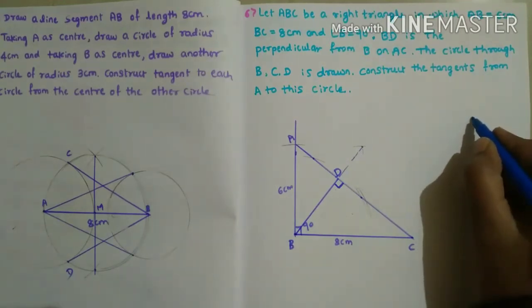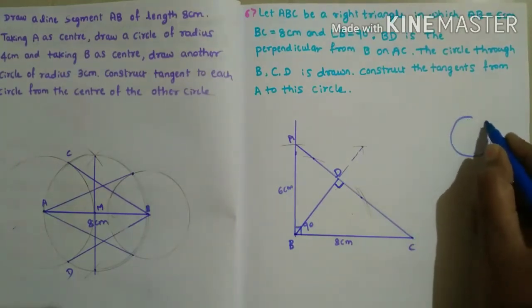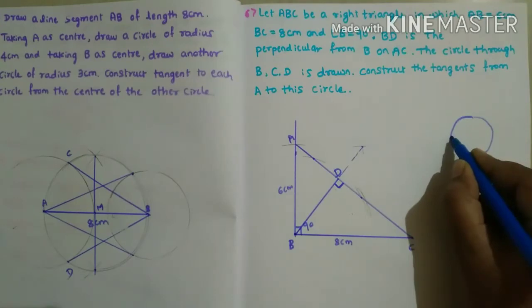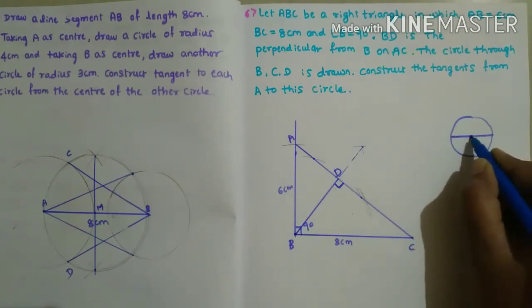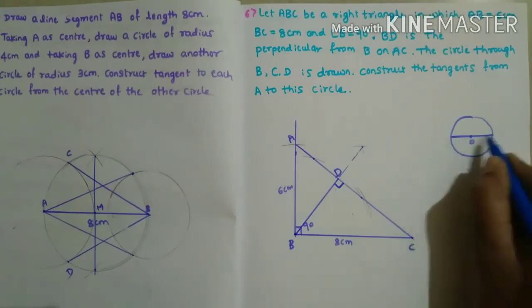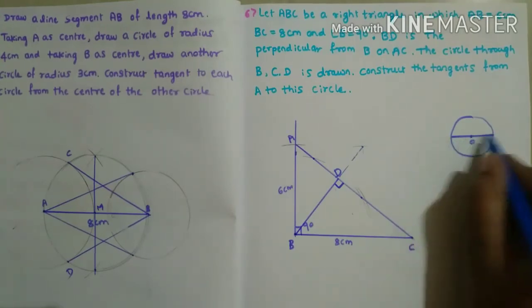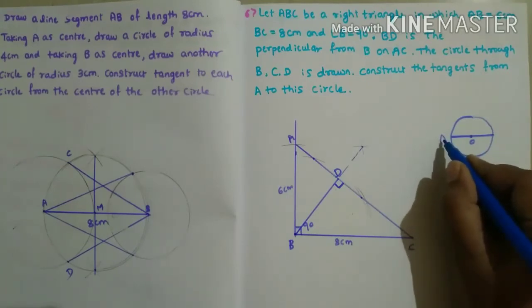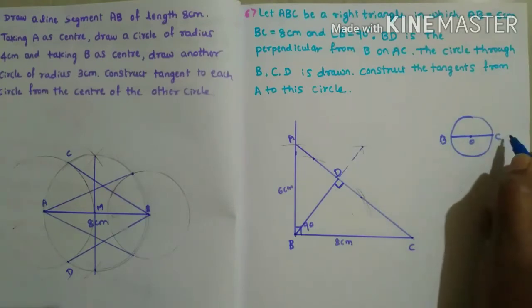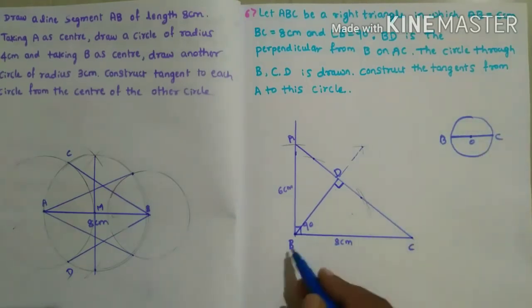Semicircle means half of the circle. This is a diameter here, and the center will be here. This line is passing through the center, so only then can we call this a diameter. I will take this as BC here. Okay, this is BC I will take.